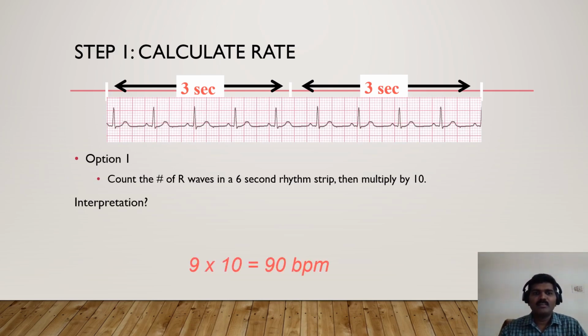So in this presented ECG, there are 1, 2, 3, 4, 5, 6, 7, 8, 9 R waves visible. The 10th R wave is just falling on the outer border. So the rate is somewhere between 90 and 100.